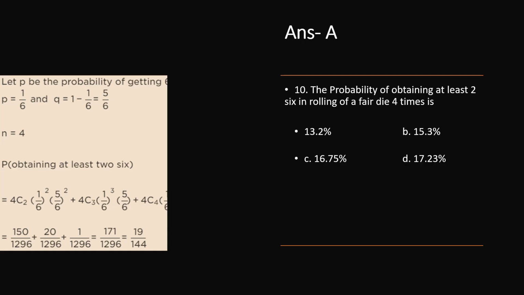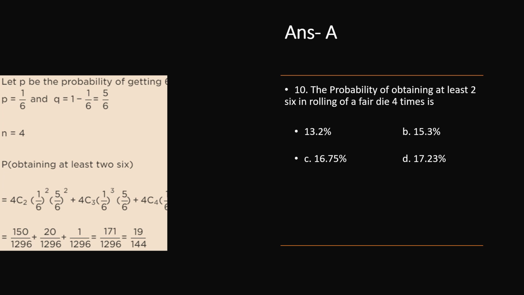Now again we have a question of probability. It is asking for the probability of obtaining at least 2 sixes in rolling a fair die 4 times. So at least 2 means 2, 3 and 4. So either we can have 2 or 3 times or we can have 4 times. We know that the probability of getting 6 is 1 by 6 and not getting 6 is 5 by 6. So we can use the binomial theorem here, like 4C2, in 4 we are choosing 2, and then for each combination we have the probability of 1 by 6.